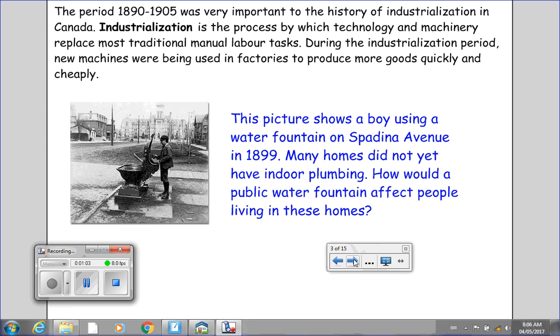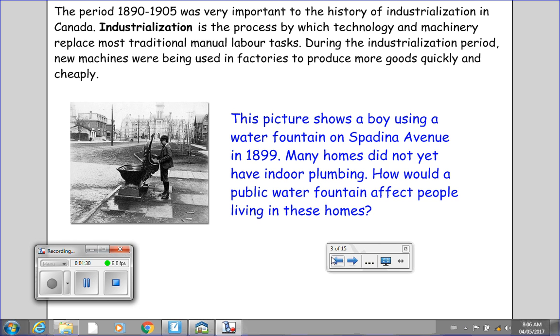The period 1890 to 1905 was very important to the history of industrialization in Canada. Industrialization is the process by which technology and machinery replace most traditional manual labor tasks. During the industrialization period, new machines were being used in factories to produce more goods quickly and cheaply.